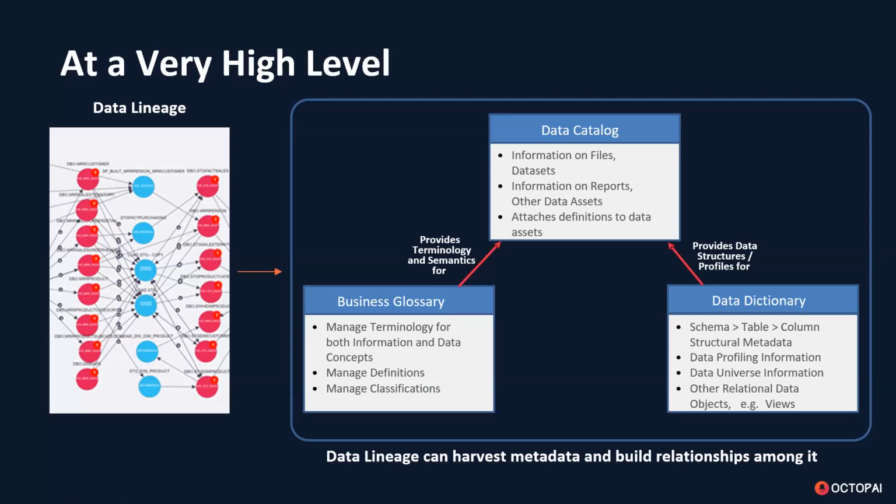So we get the terminology, the semantics, out of business glossary functionality, and we get the structural metadata from data dictionary type technologies, but it's becoming manifested in the data catalog as the one-stop shop for everybody now. And everybody is going to include the citizen data scientists, the citizen developers, the citizen analysts to work with the data. So that's why this new paradigm is so important. It's all coming together. So data lineage can harvest metadata and build the relationships among it. Next slide, please.